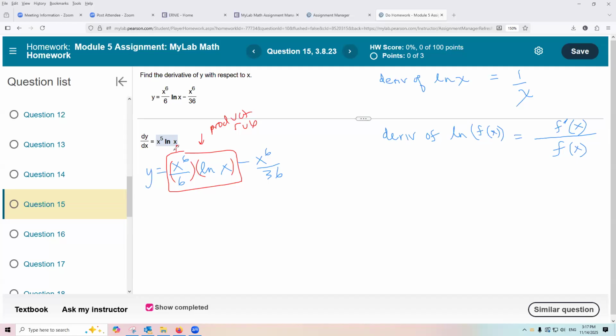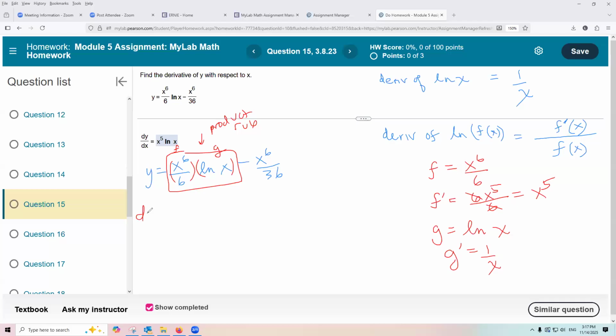So let me label it as f and g. The f function here is x to the 6 over 6. The g function is ln x. How about f prime? Well, f prime would be 6x to the 5 over 6. But these 6's cancel, so that would just be x to the 5th. How about g prime? Well, the derivative of ln x is 1 over x.